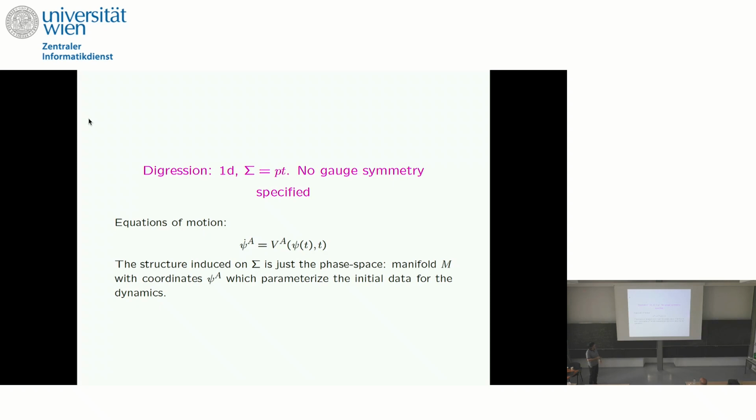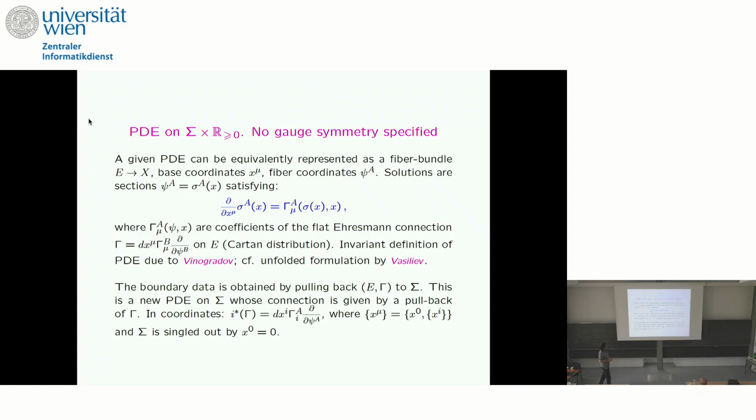Okay, let's go to something a bit more sophisticated. So suppose now we have a system of partial differential equations, again on sigma times the ray, and again we do not specify any gauge symmetry as additional data. It can be that the equations have gauge symmetries, but we don't care about it. And to understand what to do in this case, it's of course a well-known story. It's convenient to think of this partial differential equation in geometrical terms.